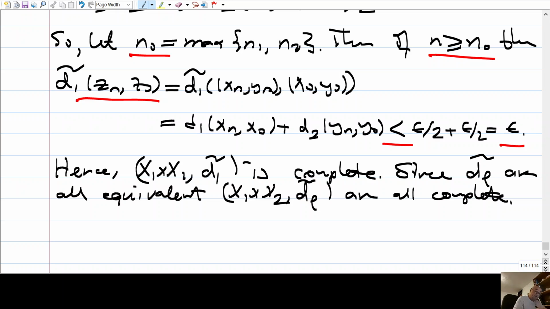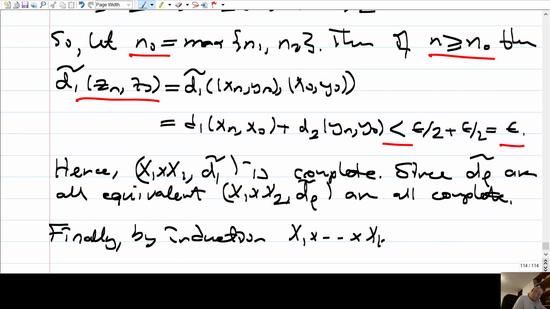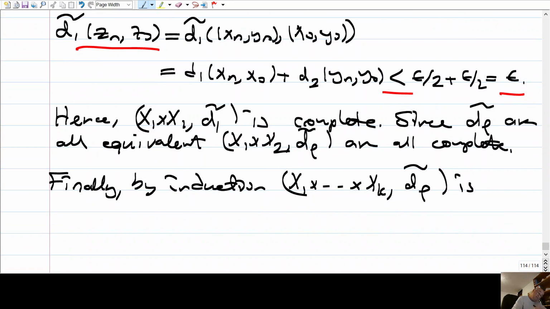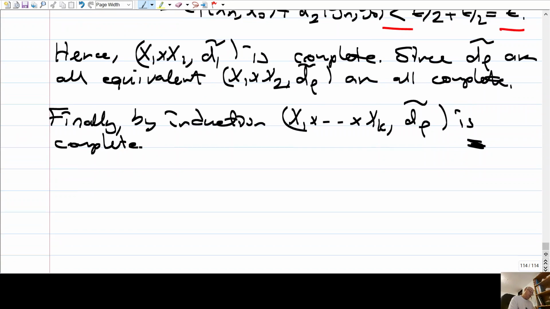What about several of them? Finally, you can just repeat this by induction. X1 up to xk and d row tilde is complete. Okay. So all these metric spaces will be complete.